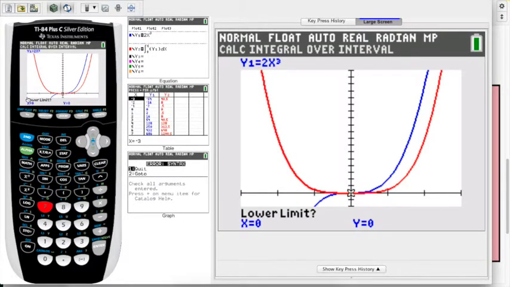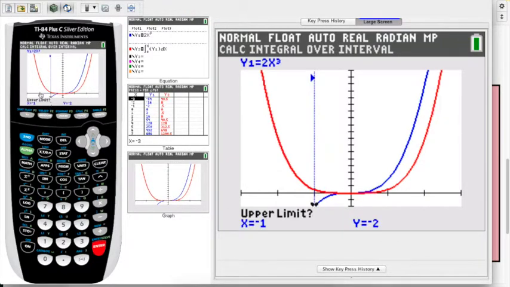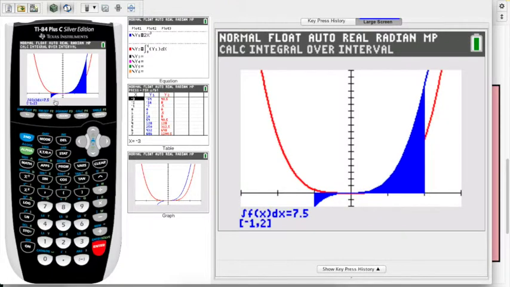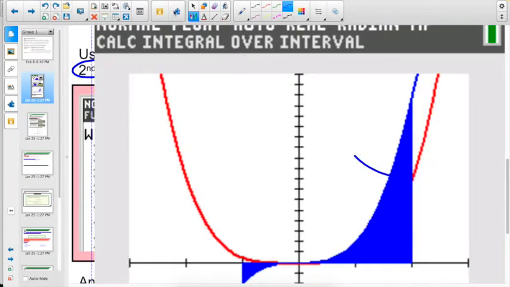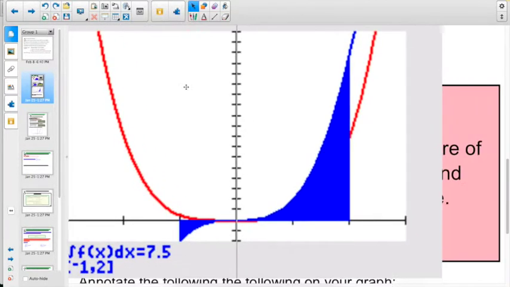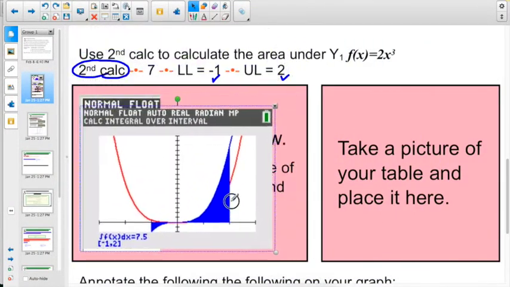And our lower limit here is going to be -1. And our upper limit is going to be 2. And you can see we've evaluated then the integral of 2x cubed from -1 to 2. We've calculated the area under that graph. So we're going to take that and put that into here.